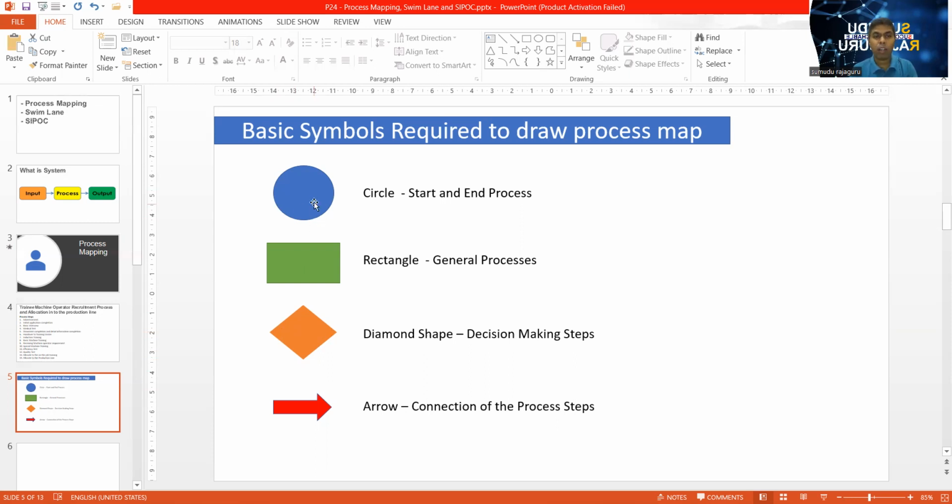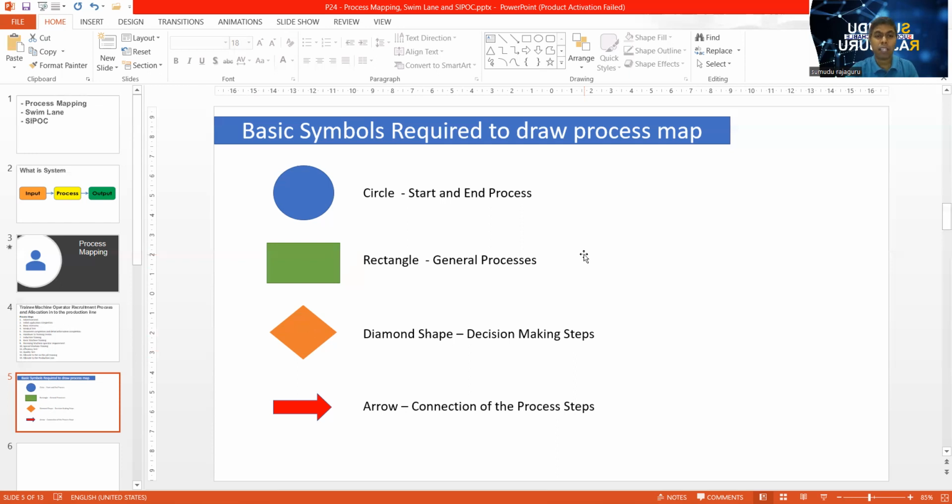So the circle, rectangle, diamond, whatever the steps, we connect through the arrow. These are the basic major four symbols we have to use for process mapping.